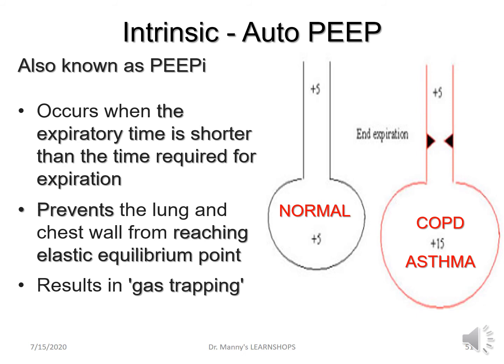Intrinsic or auto PEEP is another form of PEEP, and this occurs when the expiratory time is shorter than the time required for expiration, and it prevents the lung and chest wall from reaching an elastic equilibrium point, which results in gas trapping. Normally in you and I, we have an intrinsic PEEP of around about 5 centimeters of water. In patients with chronic lung disease, it's much higher, because the objective is to prevent gas trapping.